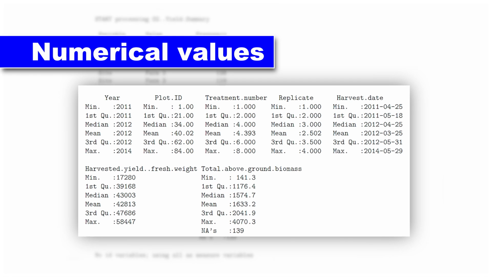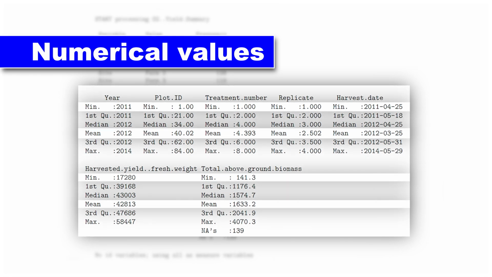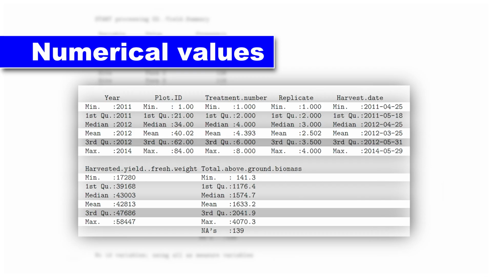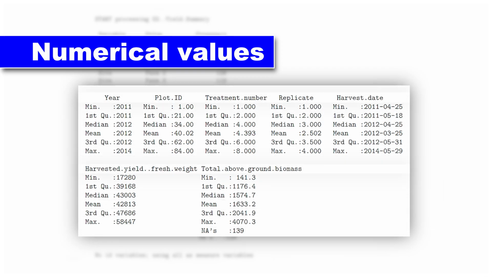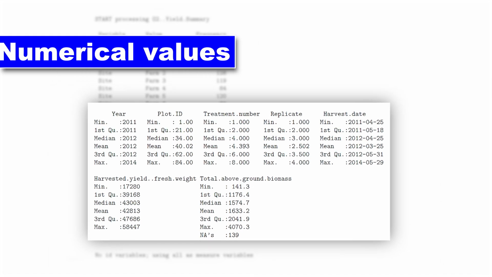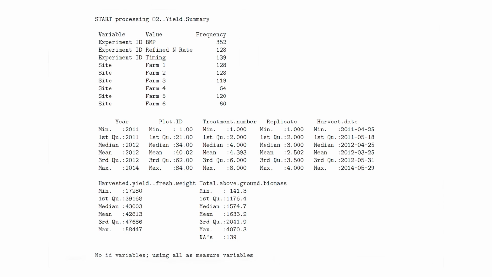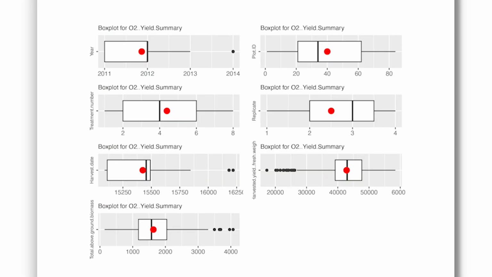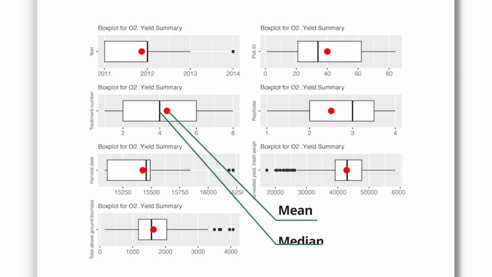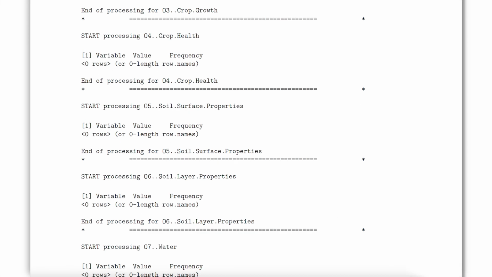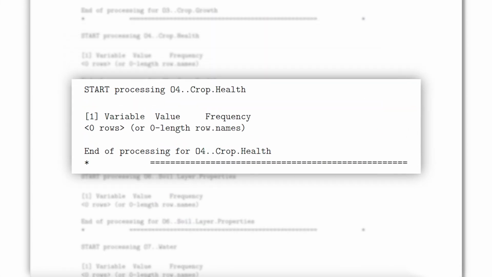For numerical values, simple statistics such as the minimum, mean, and maximum are given. Note that the results include identifiers like the study year, plot ID, and treatment number, which should still be checked for correctness. Next, these same variables are represented graphically with box plots, where the red dot indicates the mean and the black bar is the median. If a sheet lacks data, as in Sheet 04 Crop Health, it will be reflected in the report.